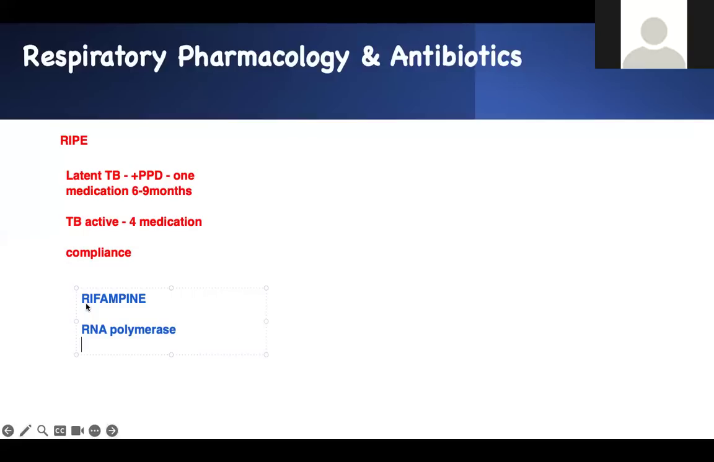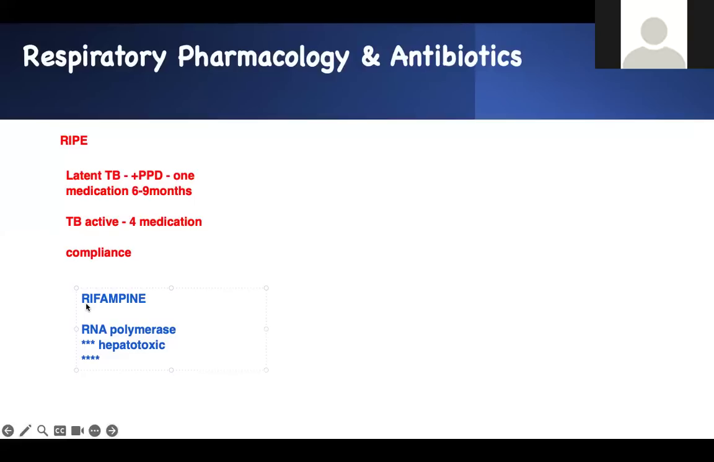The first thing you need to know is the side effect. The side effect is hepatotoxicity. All of them are hepatotoxic, right? But they have a unique one. This is the unique one. I will put 4 stars. The unique information about them is what the board is going to ask you.